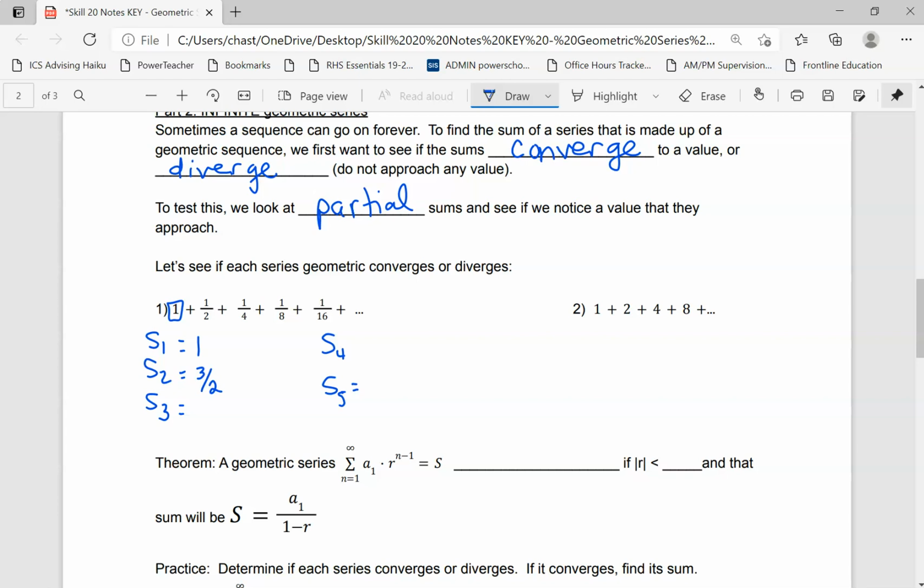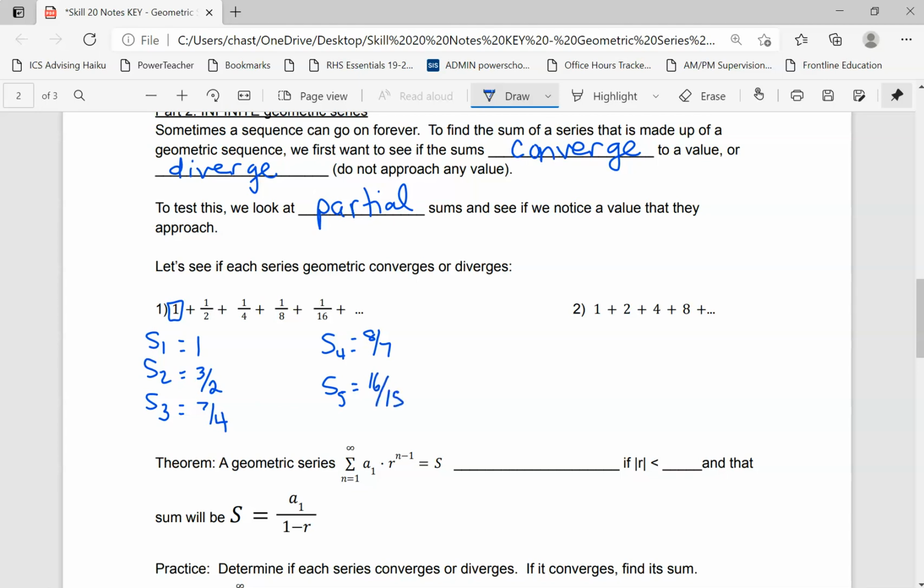Looks like we get 1 3/4, which would be 7/4. S4, that's just me adding up the first four terms. So I'm going to take my third sum and add 1/8 to that. I get 8/7. And I'm going to take that 8/7, add 1/16 to it to get my fifth sum. Only 16/15.